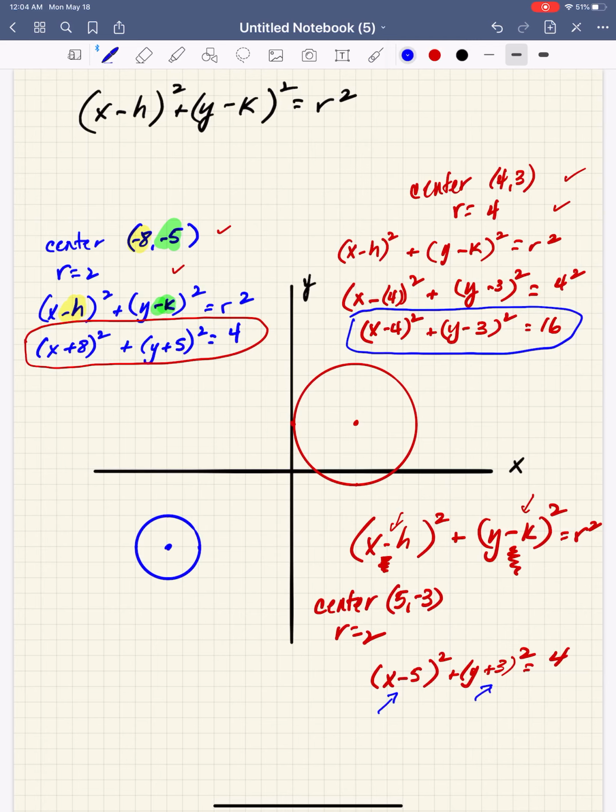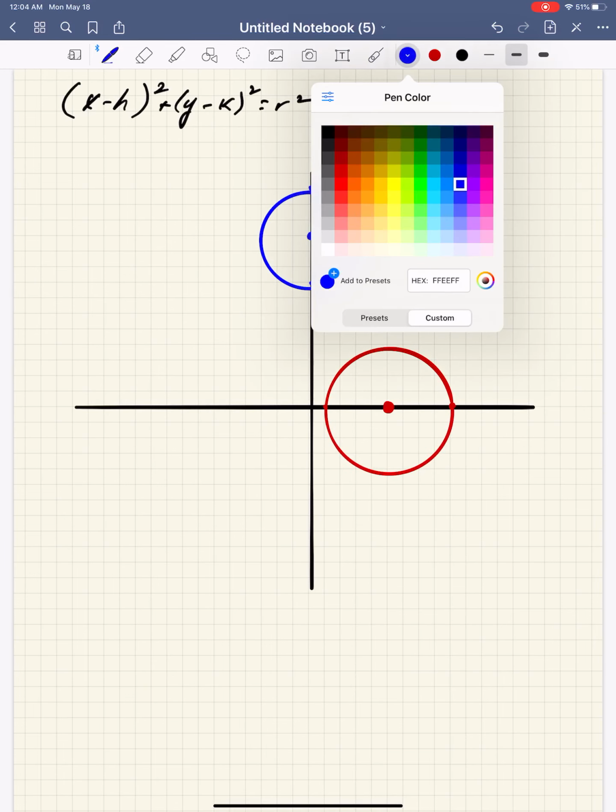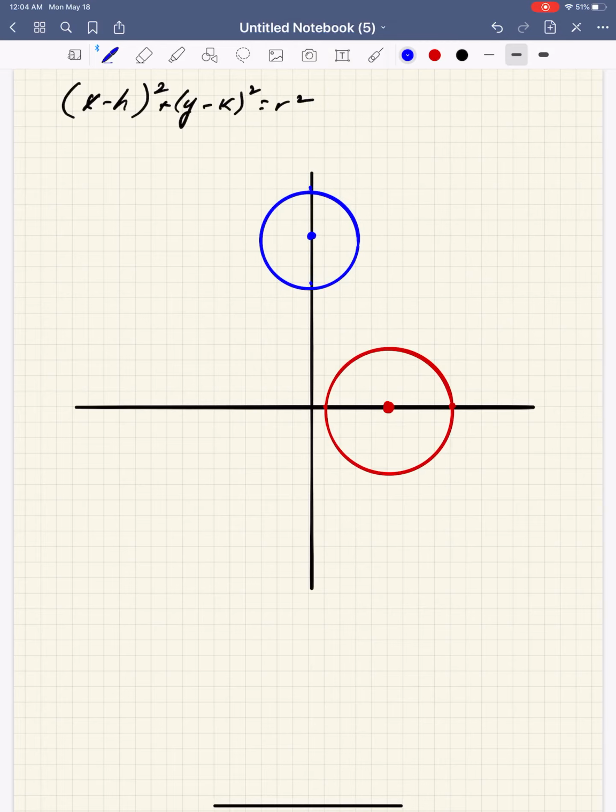So let's do some more. Two more. So we're going to look at the blue circle first. We're going to find the center and its radius. Center is at, looks like it's at 11. So it's at 0, 11. And the radius is 3.